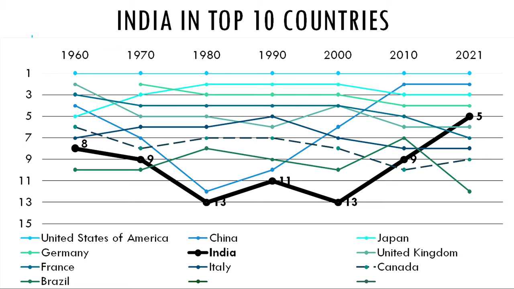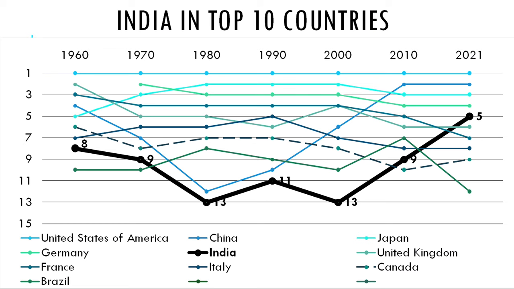So India in 1960, just after 13 years of India's independence, India's rank was how much? It's 8. So this came down to 9 in 1970, and then it is going down every year. In 1980 it was 13. In 1990, it was about 11. And in 2000, again it came down to 13.